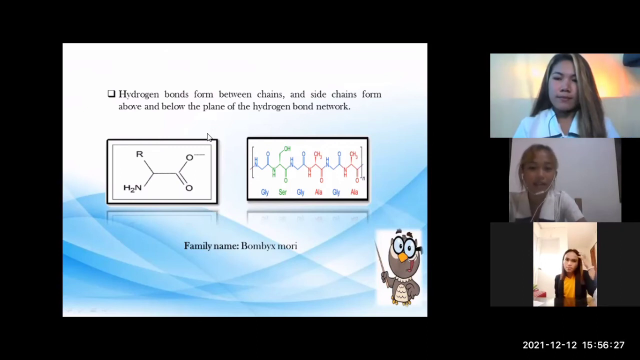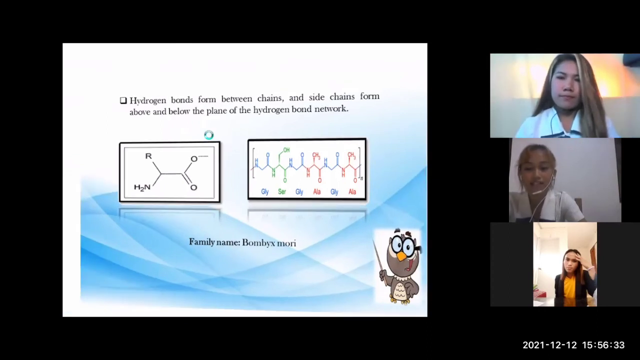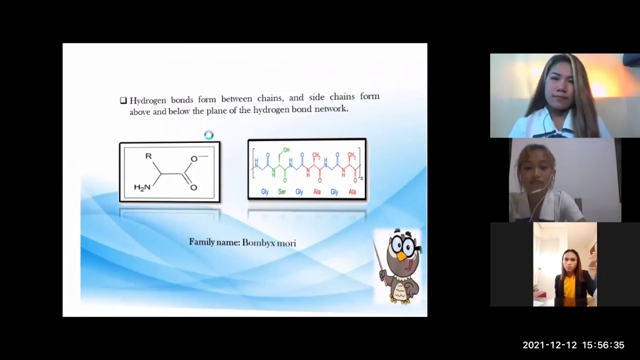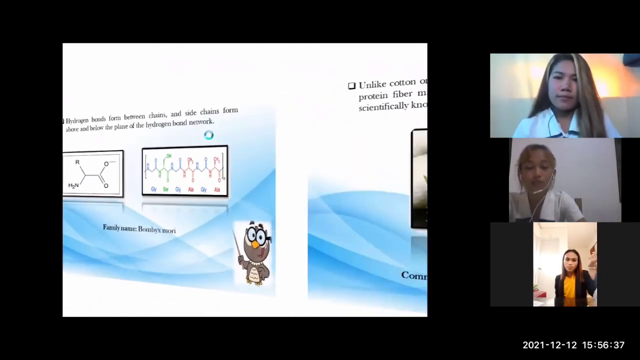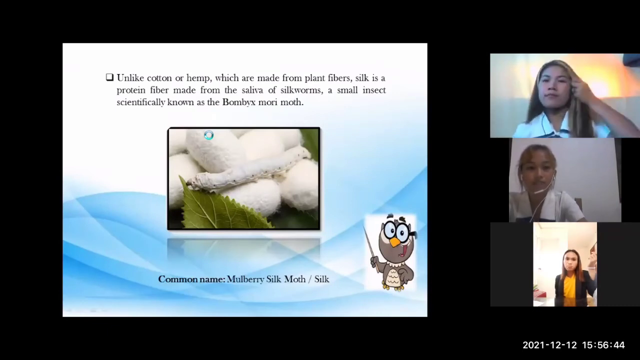Then the family name is Bombyx mori. Unlike cotton and hemp, which are made from plant fibers, silk is a protein fiber made from the saliva of silkworms, which is the caterpillar, a small insect scientifically known as the Bombyx mori. Then the common name is mulberry silk moth or silk moth.